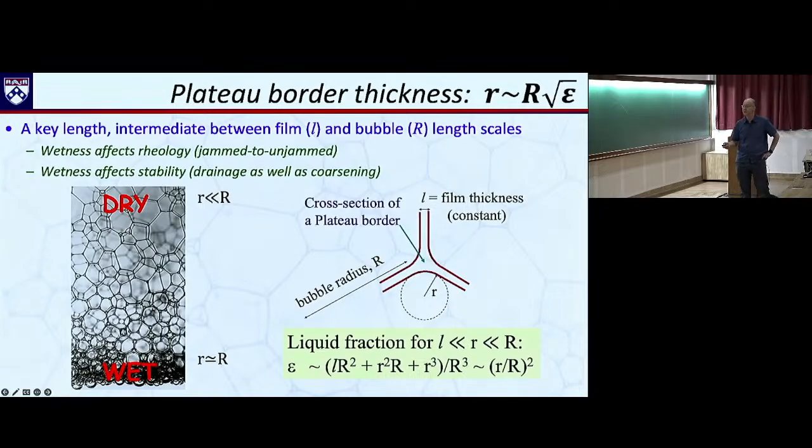And this term represents the volume in a film. So film thickness times film area. It's got a cell scale like LR squared. Okay, so that's easy. How about in the plateau border?